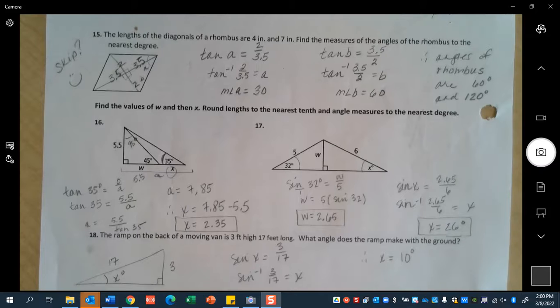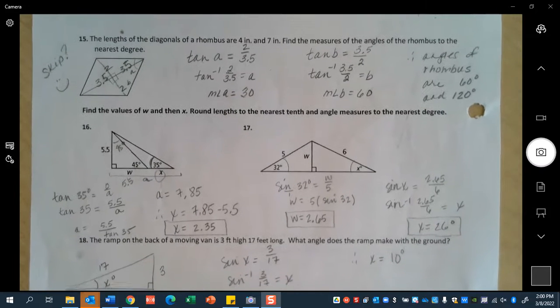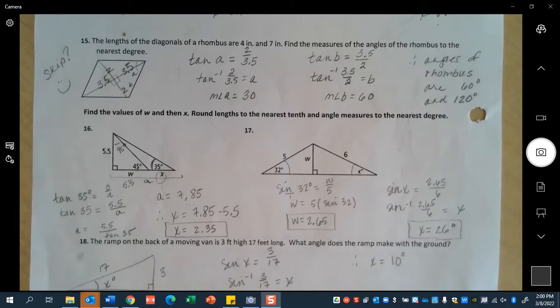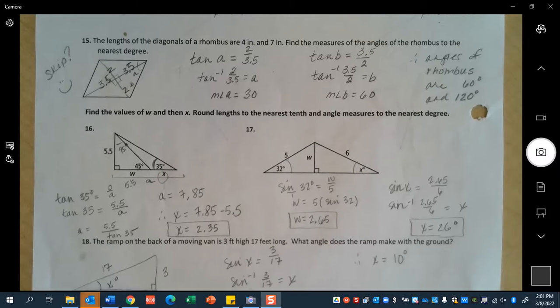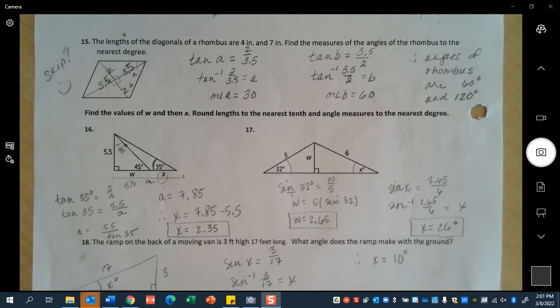15, I'm okay if you skipped it. It was about a rhombus, and you haven't learned about them yet. So unless you just naturally know all about rhombuses, you probably didn't know that the diagonals are perpendicular and bisect each other. It's okay.